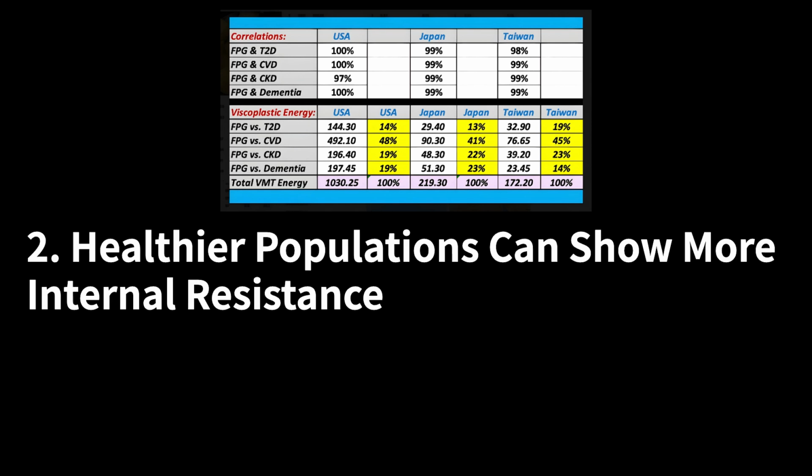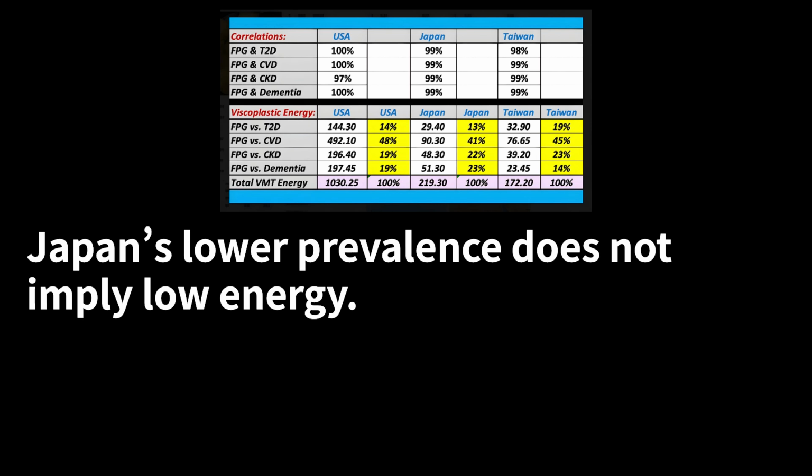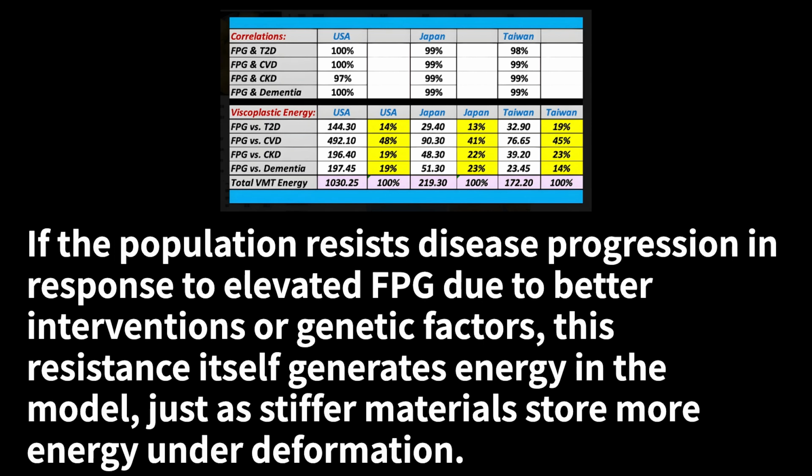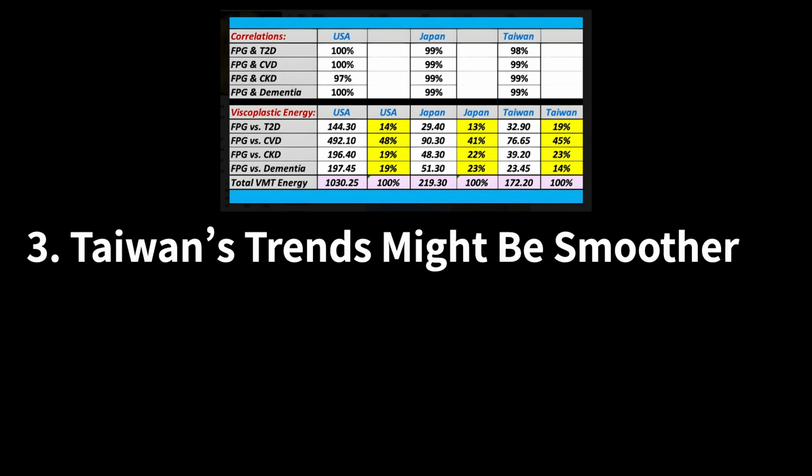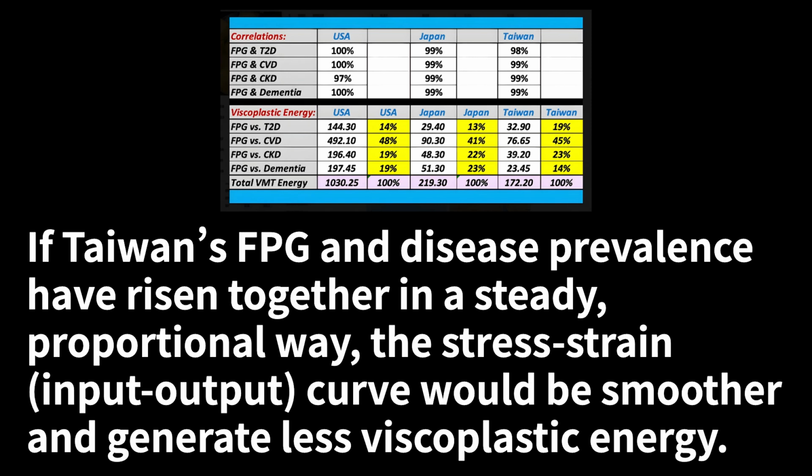2. Healthier populations can show more internal resistance. Japan's lower prevalence does not imply low energy. If the population resists disease progression in response to elevated FPG, due to better interventions or genetic factors, this resistance itself generates energy in the model, just as stiffer materials store more energy under deformation. 3. Taiwan's trends might be smoother. If Taiwan's FPG and disease prevalence have risen together in a steady, proportional way, the stress-strain, input-output, curve would be smoother and generate less viscoplastic energy.